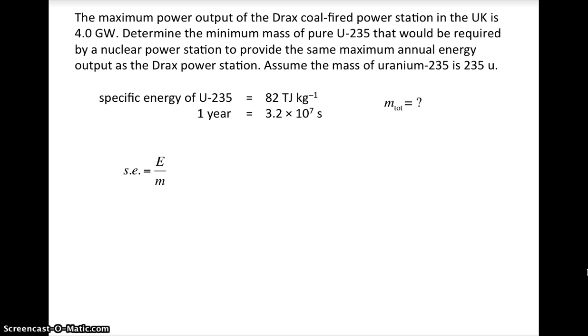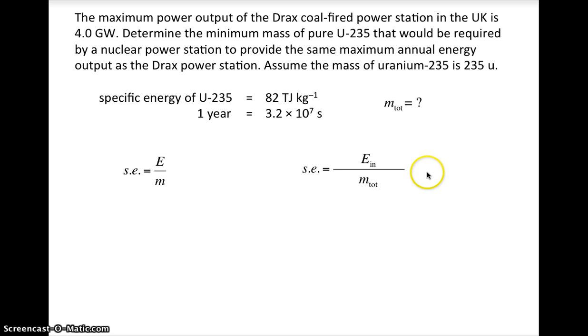So, to use this equation, we'll need to know what the energy is. We have SE, but we need E. But are we looking for the energy of one fission? Are we looking for the energy of a day, the energy of a year? We want to find the mass for an entire year. So we need to plug in the energy for a full year.